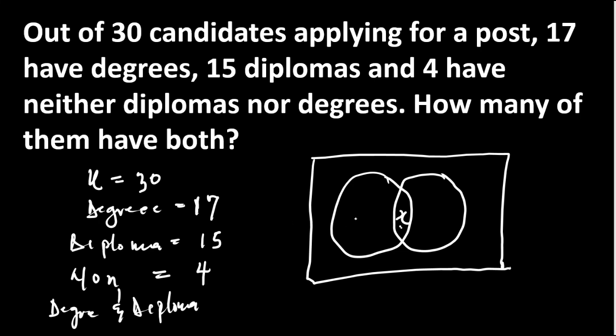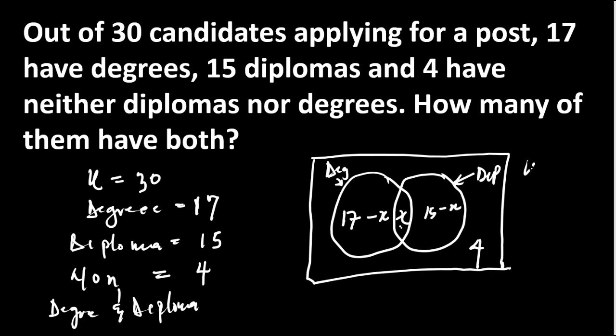Now this is where I have those who have neither degree nor diploma. That's the outside here, that's 4. And where I have those who have just degrees alone, let's tag this place as degrees. If this is degrees here, and here is my diploma, then those who have just degrees alone will be given as 17 minus X. And those who have diplomas alone will be given as 15 minus X.